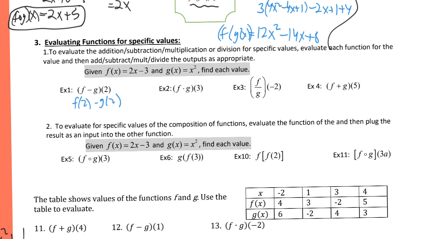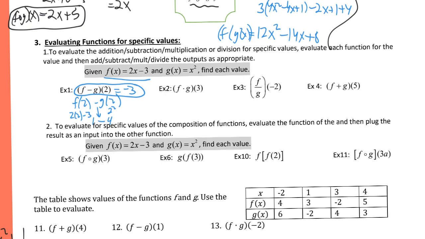And so what do you mean f of 2? So go up to function f and plug in 2. So you do 2 times 2 and then minus 3. So that's 1. And then do g of 2. Well, that's taking 2 squared. That's 4. And we have to bring down the subtraction sign. Okay, so that gives you negative 3. Okay, so f minus g of 2 is negative 3.